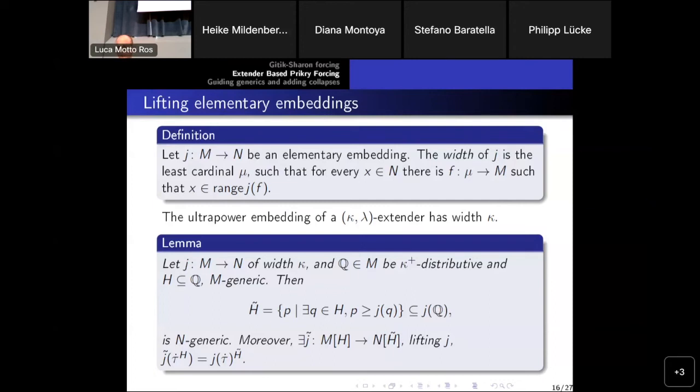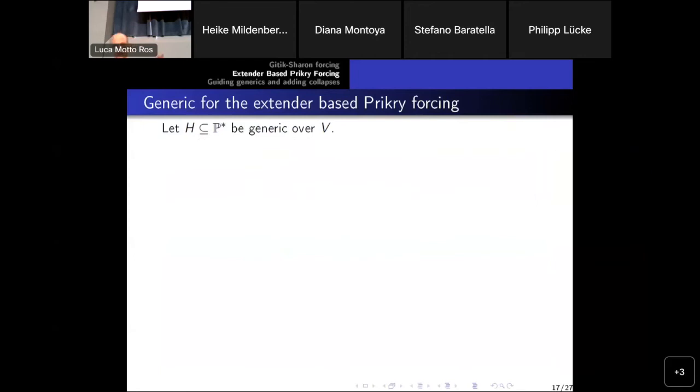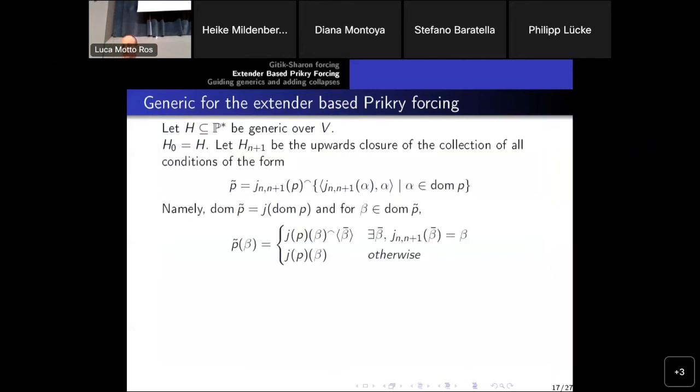So what do I want to get from this? I'm saying if you take a generic filter over this kappa-plus distributive forcing, you can move it to the next model, to the M_n's. But we don't quite want to just move it, we want to also change it. This is a very delicate point. So we want to say the following.